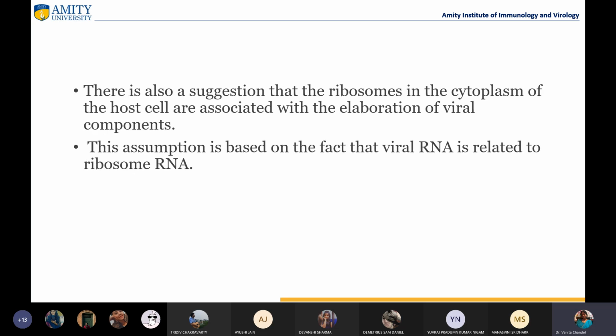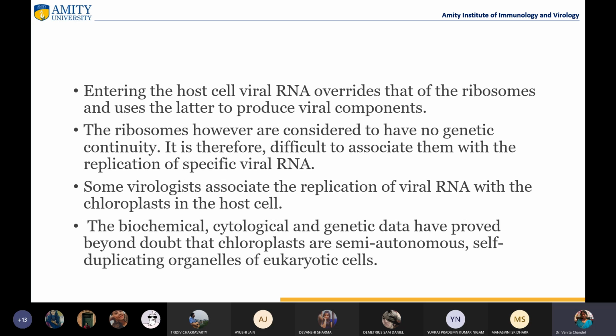There is also a suggestion that ribosomes in the cytoplasm of the host cell are associated with the elaboration of the viral components. This is based on the fact that viral RNA is somewhat related to ribosomal RNA. So on entering the host cell, viral RNA overrides that of the ribosomes and uses the ribosomes to produce the viral components. The ribosomes, however, are considered to have no genetic continuity, so it is very difficult to associate them with the replication of viral specific RNA.